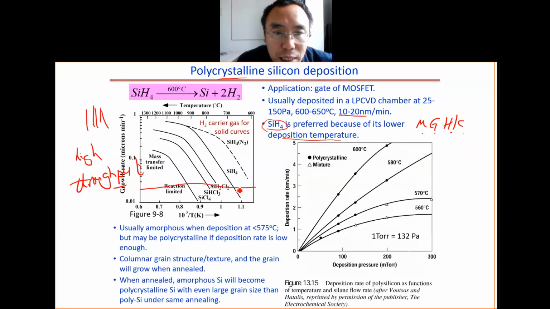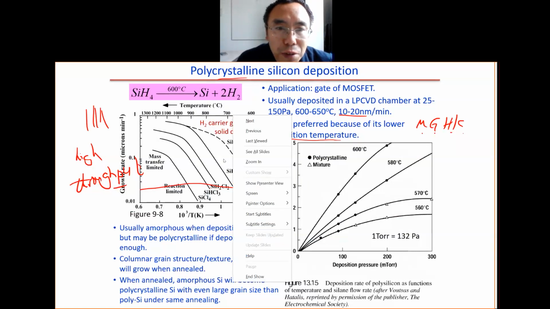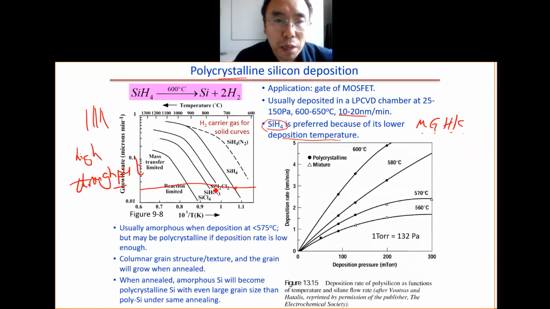With silane gas, we need a temperature like 600, below 700 degrees. If we use other gases, we need a higher temperature. So here is the deposition rate. At low pressure, the rate goes up, then becomes saturated because it goes into the chemical reaction limited regime. You can see higher temperature gives you polycrystal film, and lower temperature like this gives amorphous.